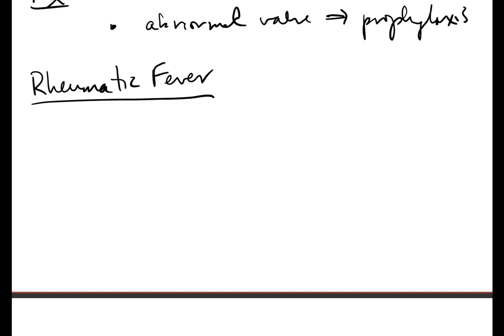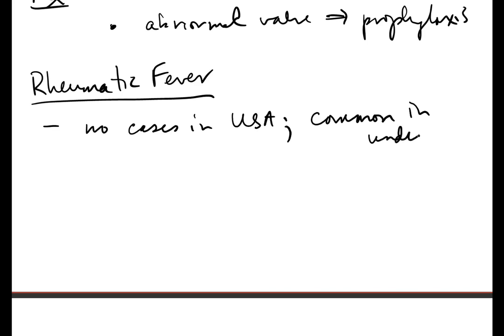So let's conclude our discussion of valvular disease today with rheumatic fever. Remember that there are no cases in America. However, it's actually quite common in the undeveloped world. So if you're going to have a patient present with the disease, it's not going to be an acute disease, it's going to be chronic unless you're out of the country.